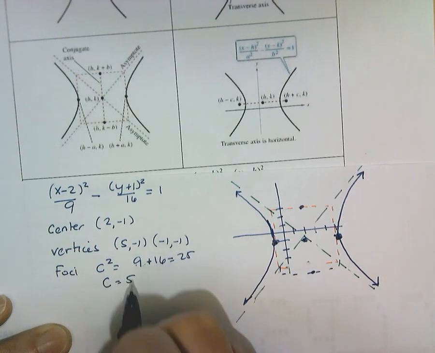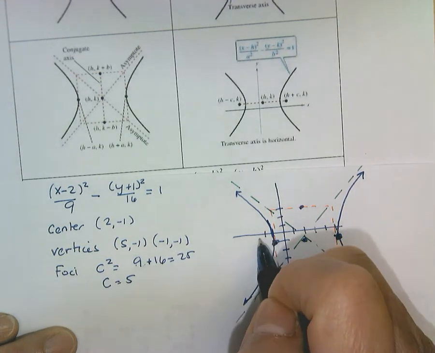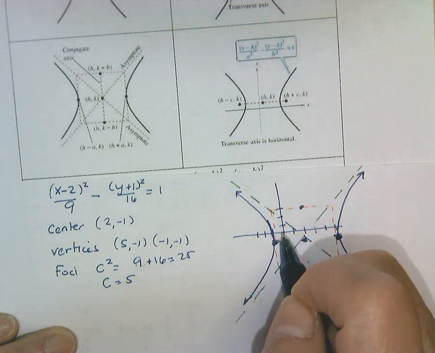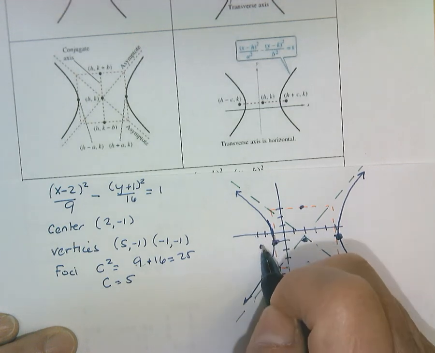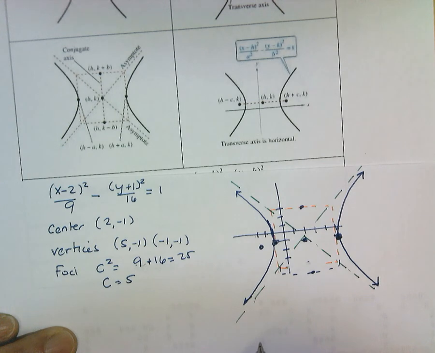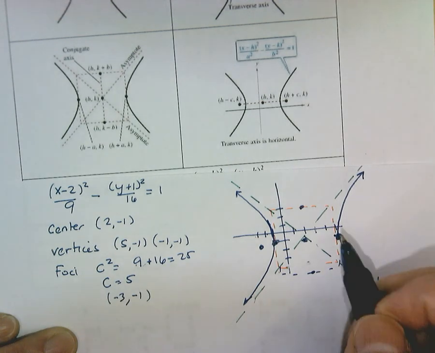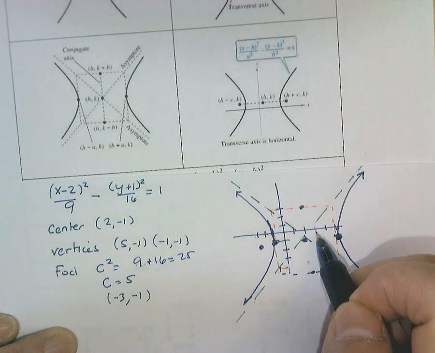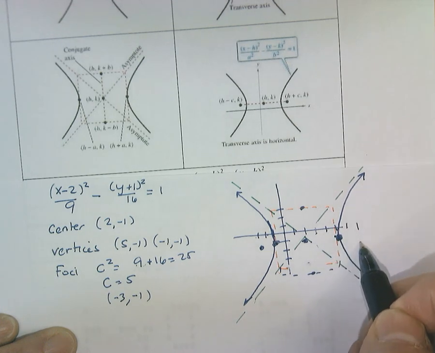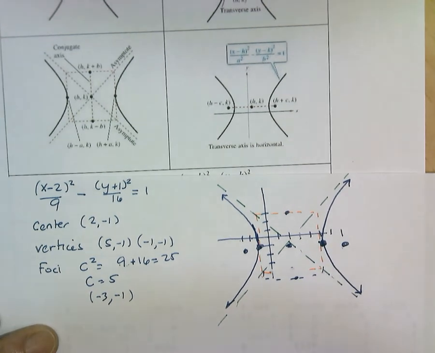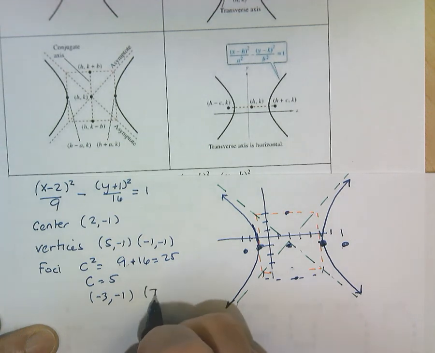So c is going to equal 5. So I have to go 5 from the center. 1, 2, 3, 4, 5. Here's a focus point. That point there is -3, -1. Then I have to go 5 from the center to the right. 1, 2, 3, 4, 5. It's right here. So that is the point 7, -1.